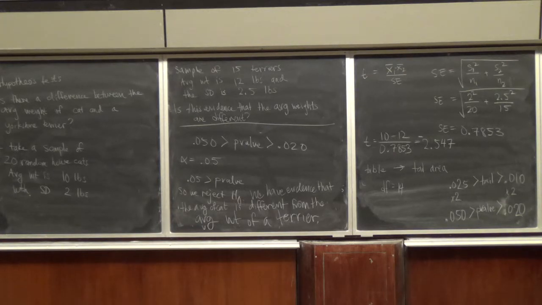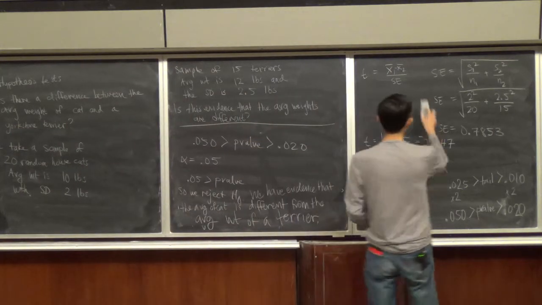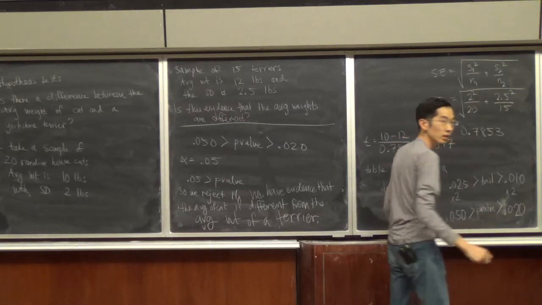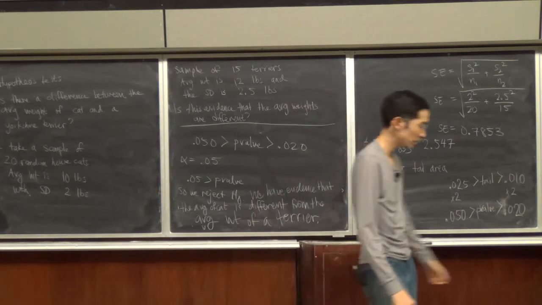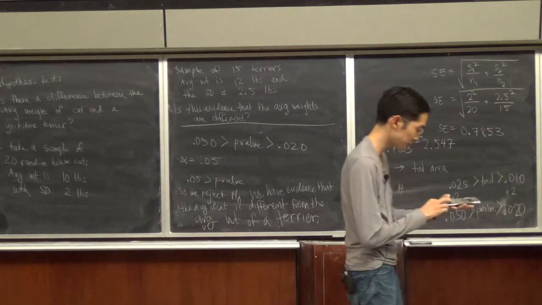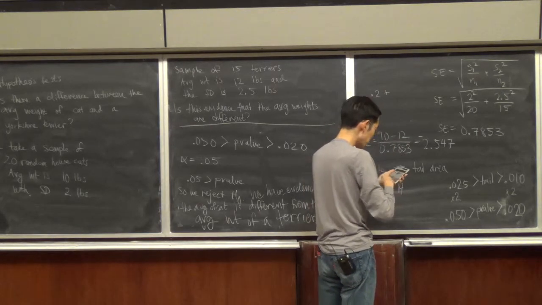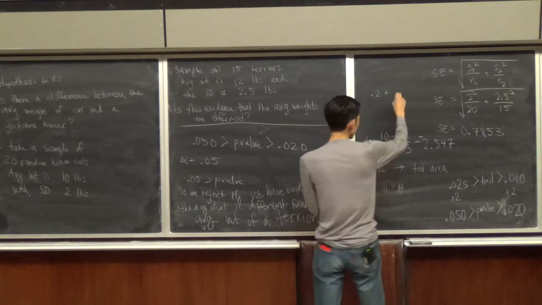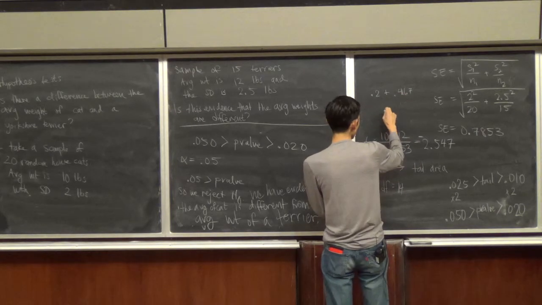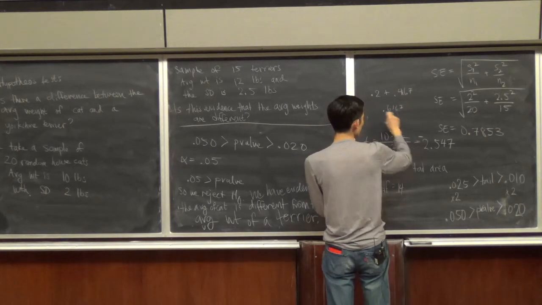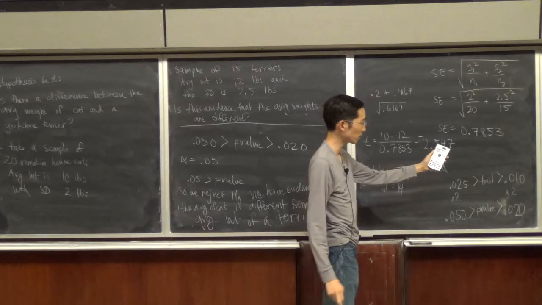I know how to do it, but for some reason I'm not calculating the standard error properly. I'm squaring 2 and dividing it by 20, and same with the other side, and then I add it and square root it. That is correct. So when you do 2 squared divided by 20, you should have 0.2. And then 2.5 squared divided by 15, you should have 0.4167. When you add those two together, you should get 0.6167. And then you take the square root of that, and you should get 0.7853.